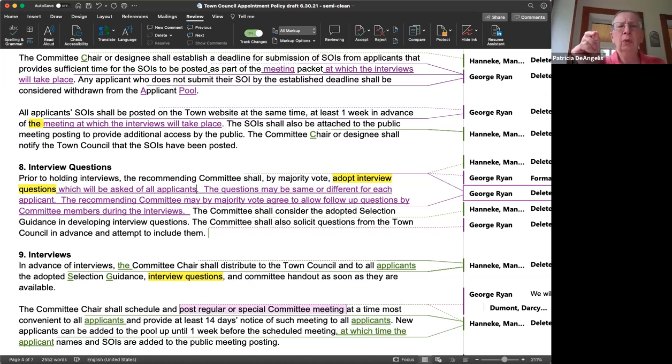Hold on. I don't understand why it can't just say allow follow-up questions. Because what if there's something I'm really trying to look at as a committee member, and I get a response and I want to engage in some dialogue with the person? Sarah, if you want to, I wouldn't mind your comment on this. Is that kind of dialogue appropriate?